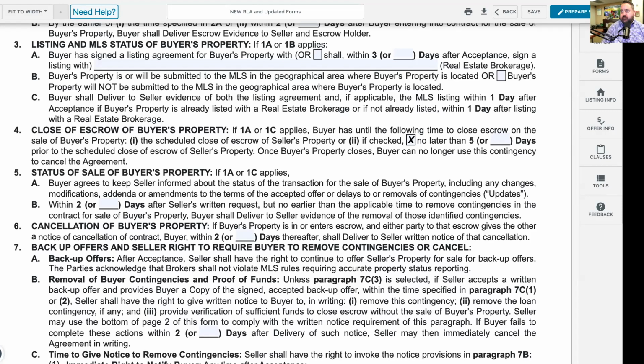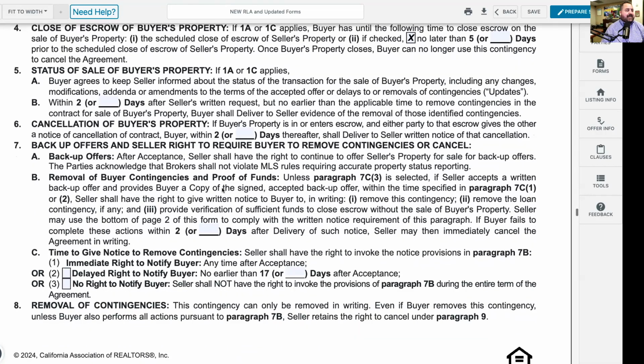Okay. Any other questions? Okay. Cancellation of buyer's property. If buyer's property is in or enters escrow and either party to that escrow gives the other a notice of cancellation of contract, buyer within 2 days thereafter shall deliver to seller written notice of that cancellation. So again, you have to tell the seller if your down leg cancels.